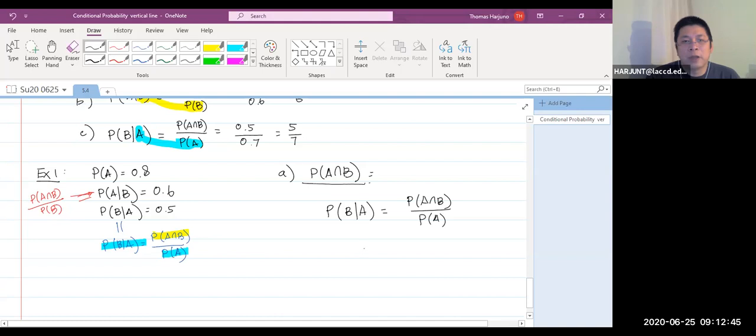Probability of B given A is 0.5. Probability of A is 0.8. On the numerator is what we are looking for. Therefore, probability of A intersection B is 0.8 times 0.5, which is 0.4.